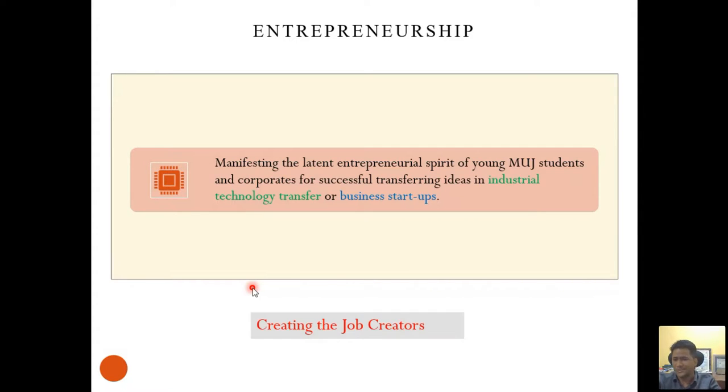Now, what is the main purpose? Creating more job creators. Who is an entrepreneur? The person who is creating more job creators rather than job seekers. That means after passing out, we are looking for a job. So if you people take this responsibility, I will become an entrepreneur, I have that idea. These persons become job creators rather than job seekers.